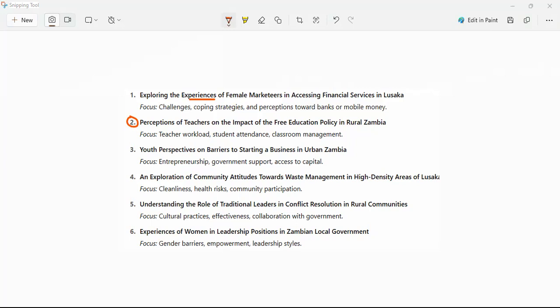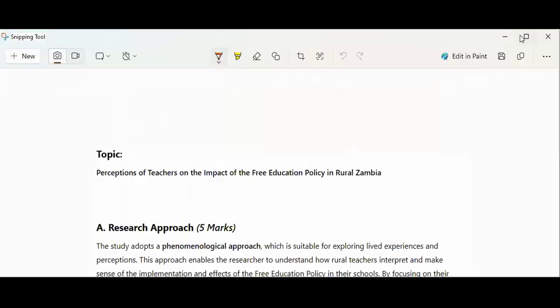So this one basically follows a qualitative approach. Okay, what do you think can be the research approach for this one? So the 5 marks must be justified. So we've picked the topic. What topic? The perception on the impact of free education in rural areas in Zambia. Okay. The research approach that would be appropriate for this one would be what?